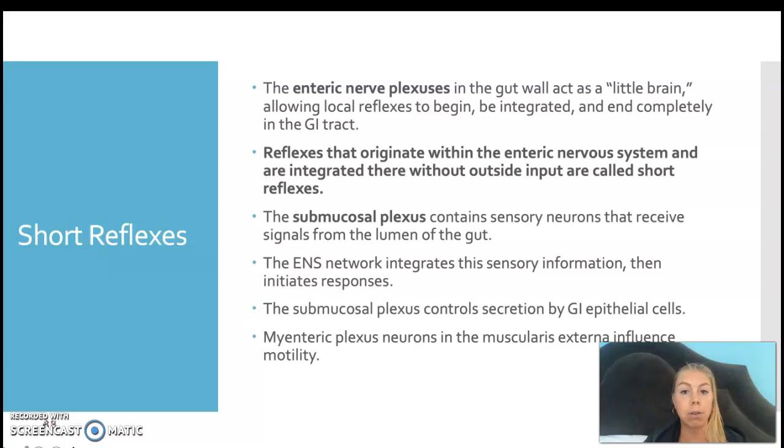The submucosal plexus contains sensory neurons that receive signals from the lumen of the gut. The enteric nervous system network integrates this sensory information and then will initiate its own response. The myenteric plexus neurons in the muscularis externa influence motility in the gut.